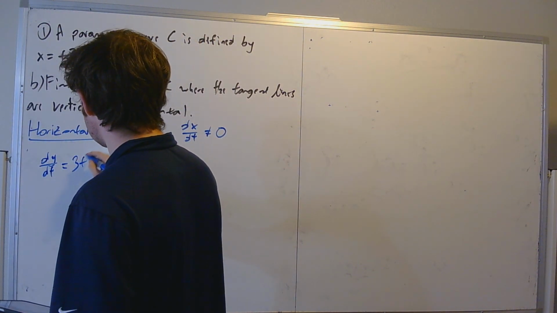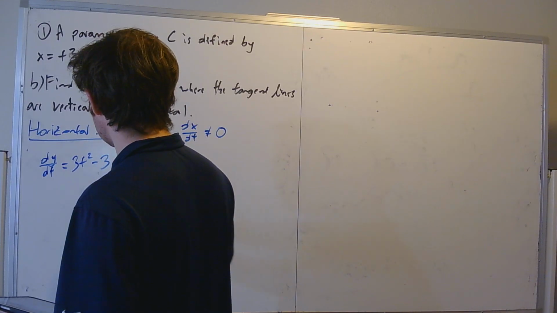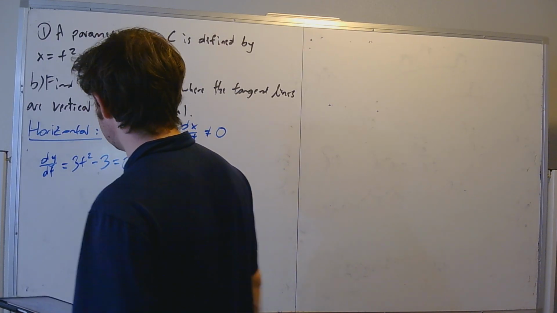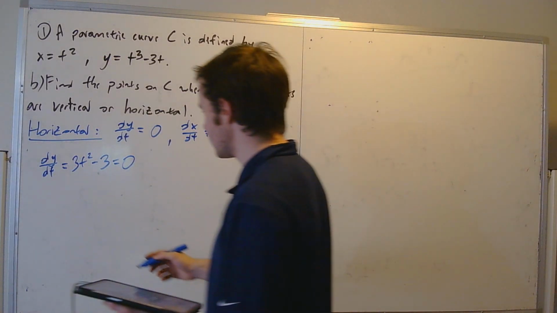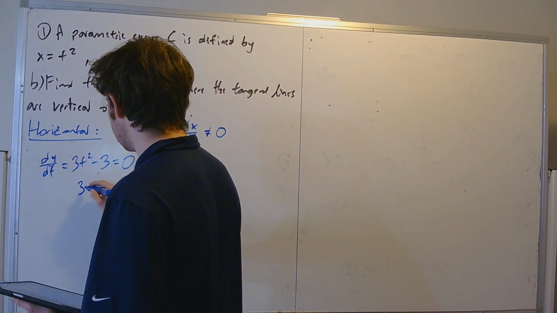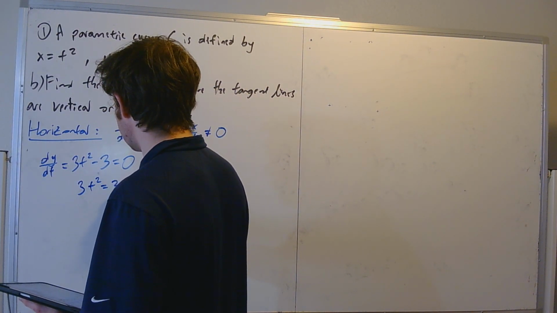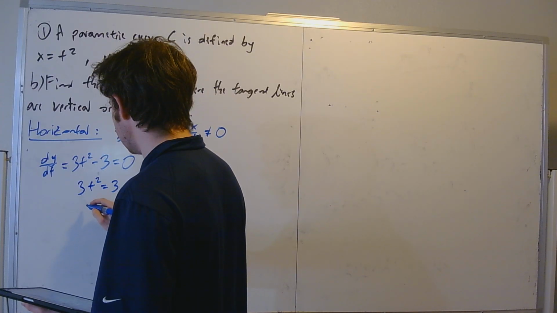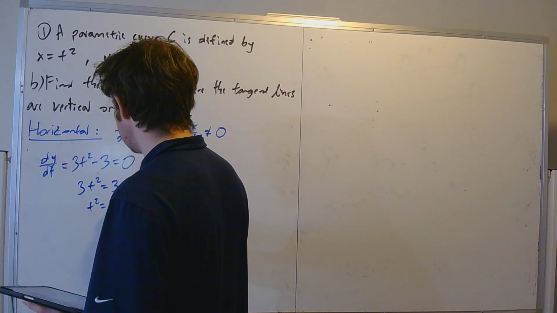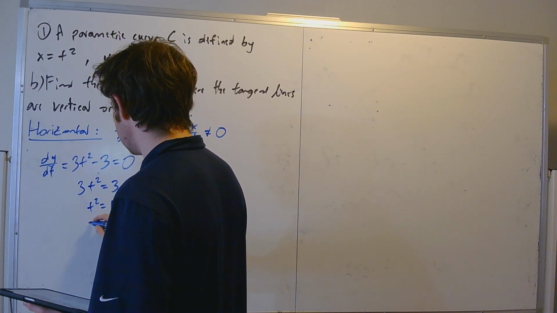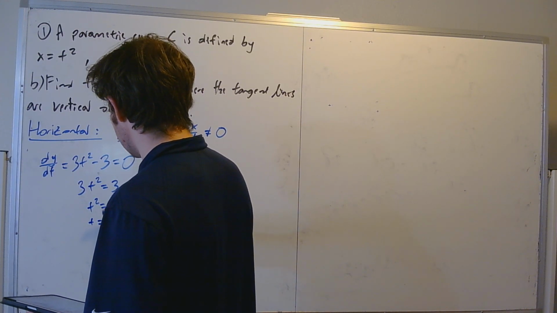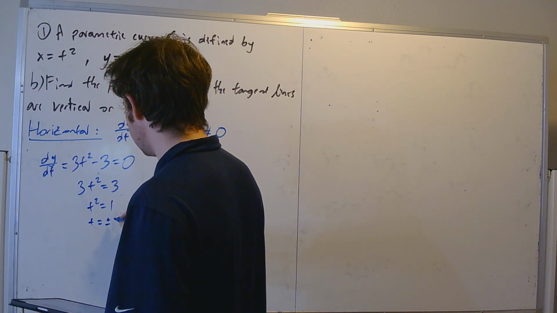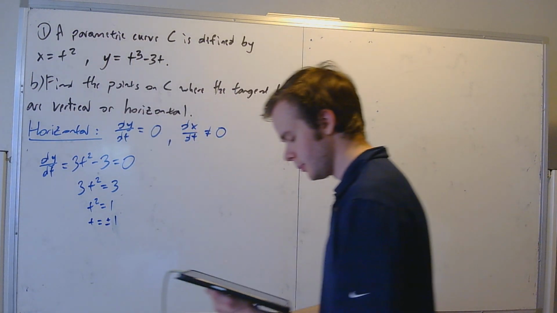Okay. Now, if we take the derivative of our function for y with respect to t, then we're going to get 3t squared minus 3. And we want that to be equal to 0. Okay, now you add 3 to both sides. 3t squared is 3. Then you divide each side by 3. T squared is 1. Square root each side. T equals plus or minus square root of 1. Well, square root of 1 is just 1. So t equals plus or minus 1.